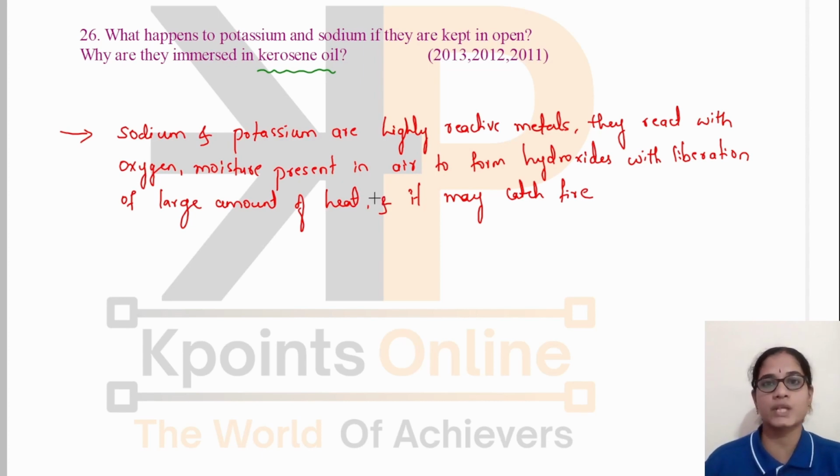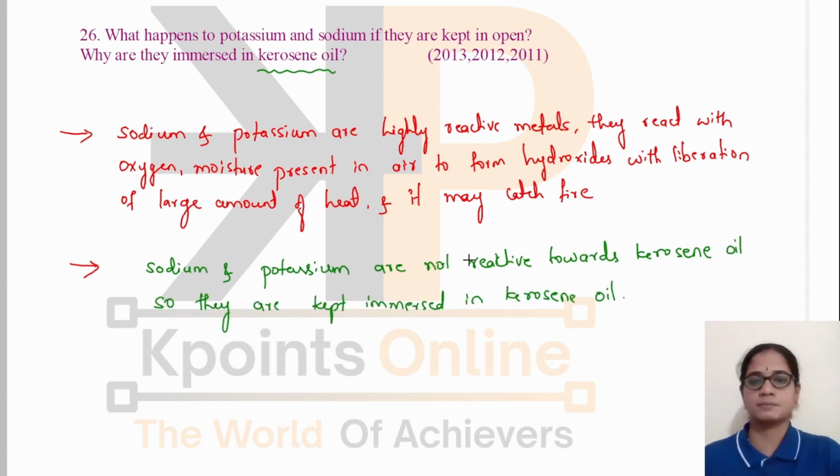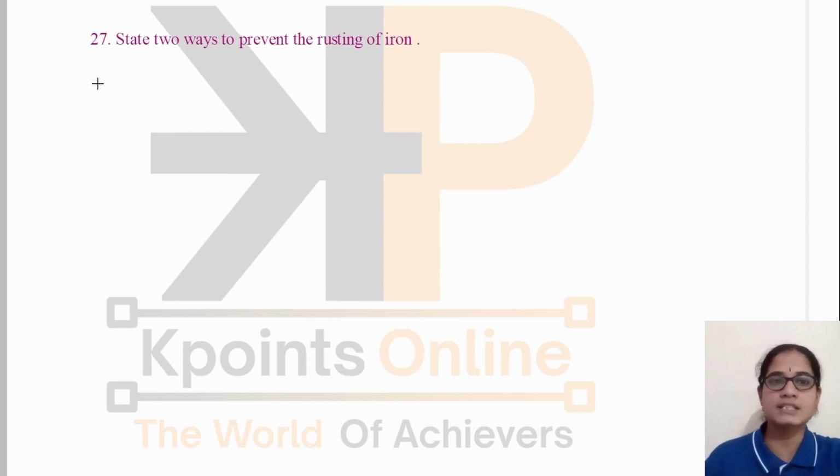As the sodium and potassium are highly reactive metals, they will react with oxygen or the moisture present in air to form hydroxides along with the formation of hydrogen, and the heat liberated is so much that the hydrogen will catch fire. So it is always kept immersed in kerosene oil, because sodium and potassium are not reactive towards kerosene. They will not react with kerosene oil. So they are kept immersed in kerosene oil. Okay. Yes. Next, state 2 ways to prevent rusting of iron.